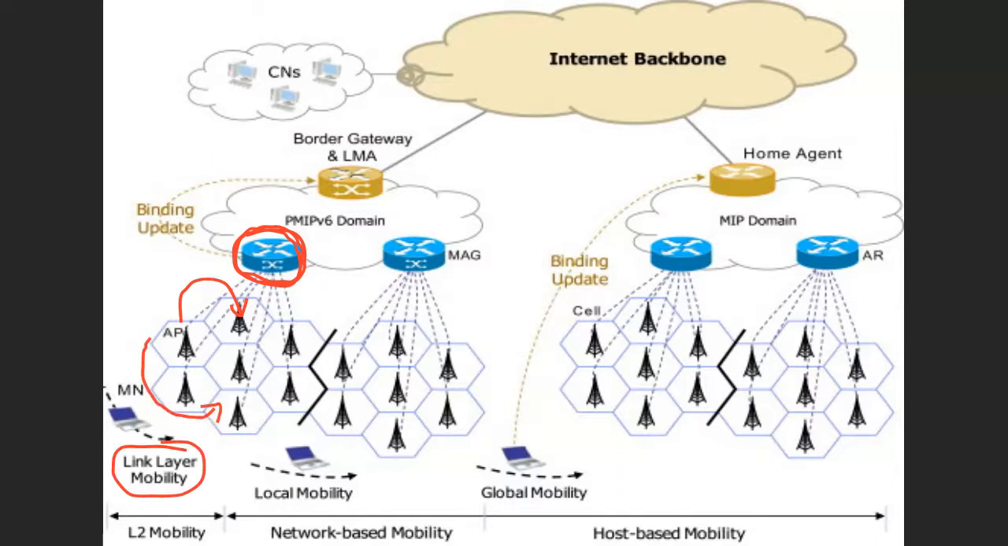So if only one router, one network, is catering to both the source network and the destination network in our mobile network, it is going to be called local mobility. In case it is being serviced by the same local network, it is called link layer mobility, also known as L2 mobility. If something is getting changed only at the Ethernet level, not at the IP level, that is called link layer mobility.